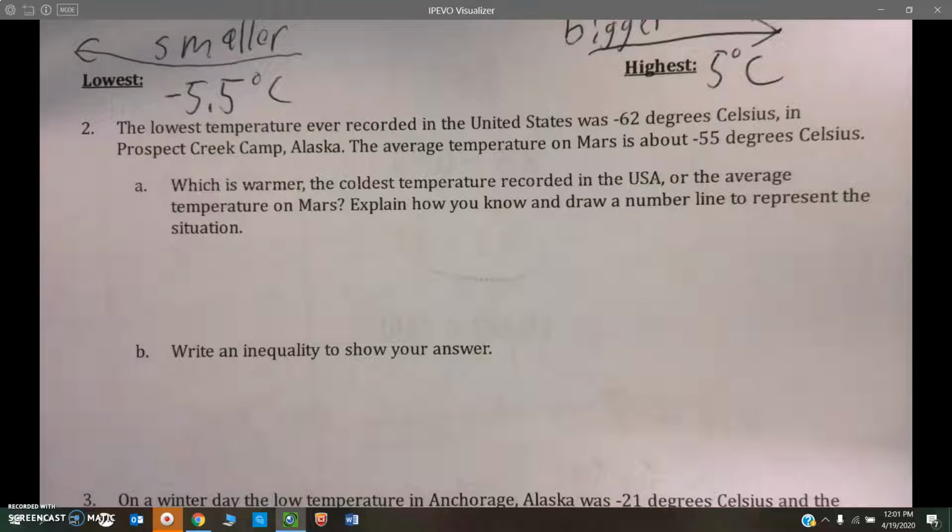Now, the lowest temperature ever recorded in the United States was -62 degrees Celsius in Prospect Creek Camp, Alaska. The average temperature on Mars is about -55 degrees Celsius. So it got so cold one day in Alaska that it was colder than Mars, which is like millions of miles further away from the sun than us, and somehow it was still colder in Alaska on that day than the average temperature of Mars, which is kind of mind-blowing.